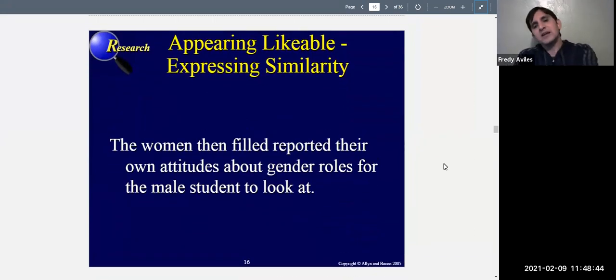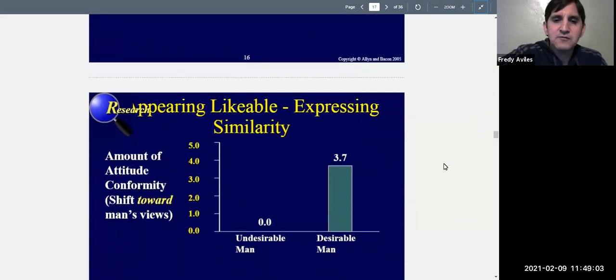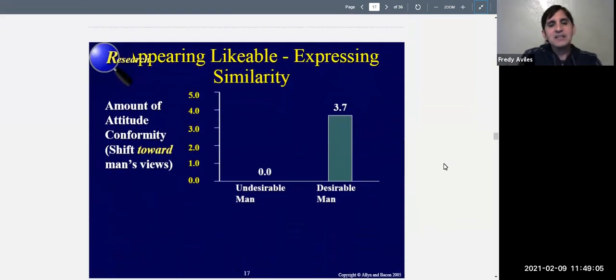Oh yeah, here's the information. The women then reported their own attitudes about gender roles for the male student to look at. They filled out a form, right? Speaking of where they talked about what they are like, in other words, okay? So yeah, I did have a slide for that. And this is what they found. The amount of attitude conformity shift toward the man's view. In other words, to what extent did the women say that they are just like him?